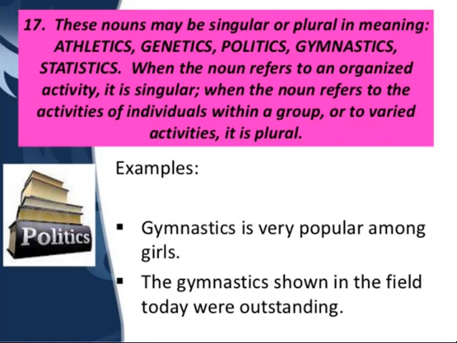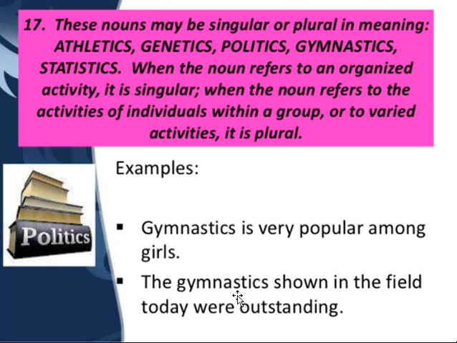17 part. These nouns may be singular or plural in meaning, like athletics, genetics, politics, gymnastics, statistics. When the noun refers to an organized activity, it is singular. When the noun refers to the activity of individuals within a group or varied activities, it depends on the sentence. Like, gymnastics is very popular among girls. It means it's a particular game. Here we are talking about a game or a variety of games.